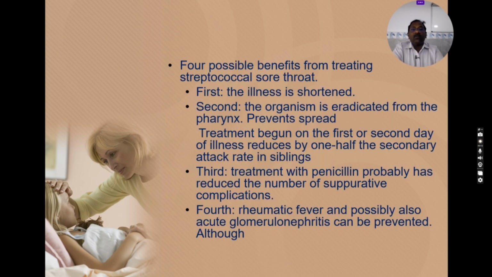So treatment: there are 4 possible benefits from treating the streptococcal sore throat. What are the benefits? First, the illness is shortened, so the patient is asymptomatic. The organism is eradicated from the pharynx, so that prevents the spread. Treatment begun on the first or second day of the illness reduces one half of the secondary attacks in siblings. Third advantage: treatment with penicillin probably has reduced the number of suppurative complications. And the fourth, most important advantage: rheumatic fever and acute glomerulonephritis can be prevented.